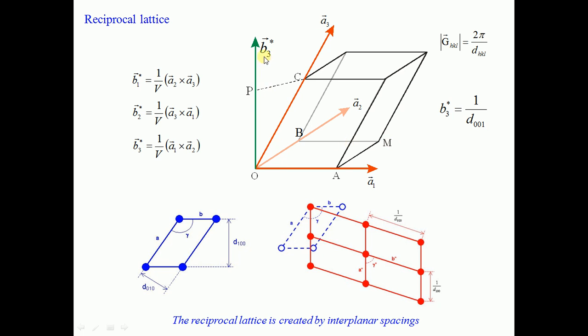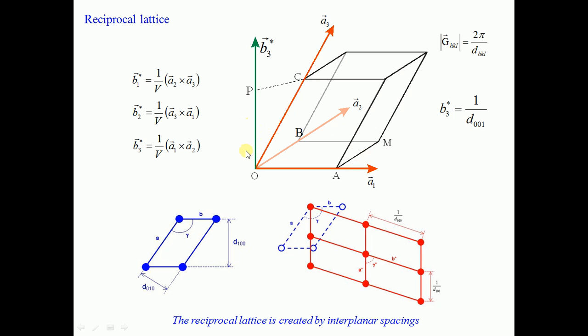And B1 is such that it is along the direction of the cross product of A2 and A3. Of course, I have made a mistake here. This is A2 and this should be A3. This should be A1. No, sorry, it is correct. B3 is perpendicular to A1 and A2. So it is correct. B3 is perpendicular to A1 and A2.